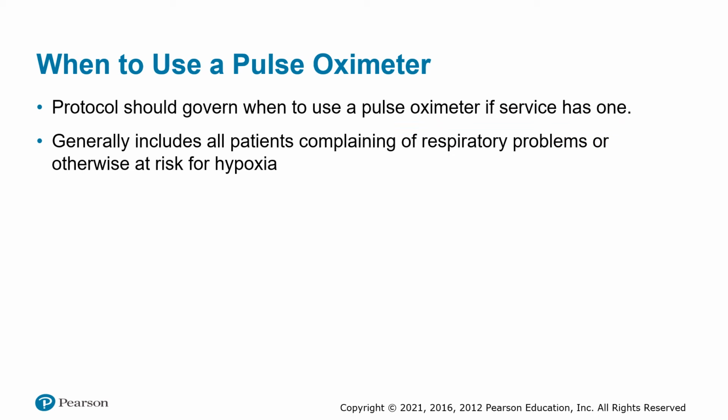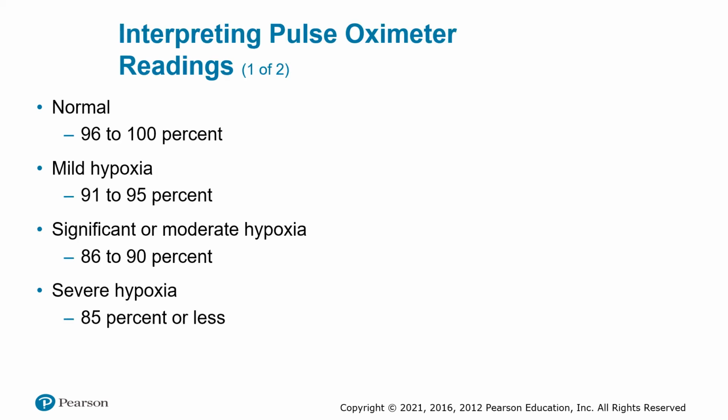When to use a pulse ox: protocol should govern when to use one if a service has one. It generally includes all patients complaining of respiratory problems or otherwise at risk for hypoxia. We put a pulse ox on every single patient because it's available. You can buy them on Amazon for about 12, 13 bucks. They're fairly cheap. You can go to Walmart and buy one. So we use a pulse ox on everybody.